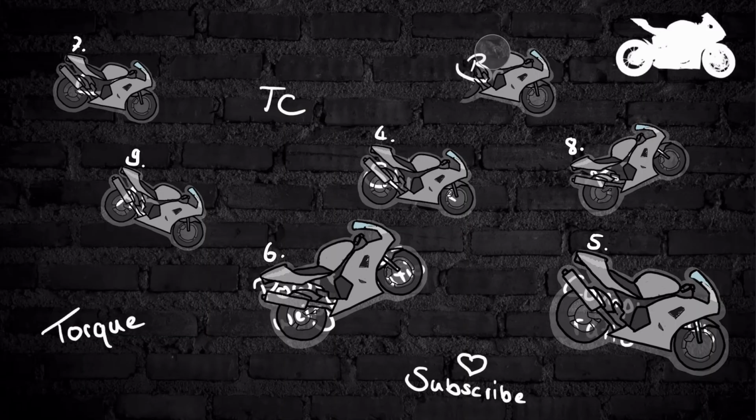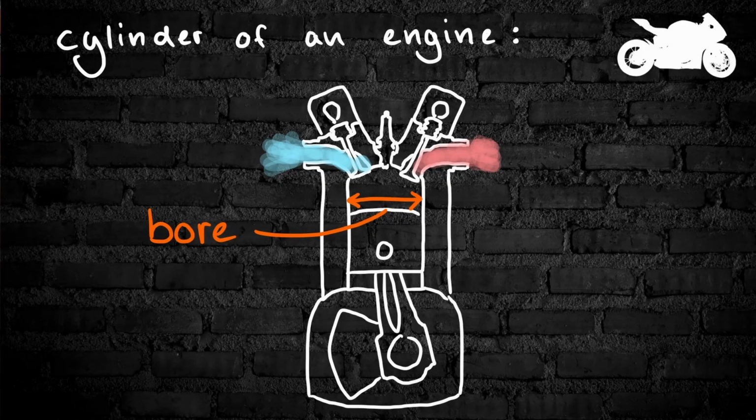Our next term is the bore. The bore refers to the cylinder's diameter in the engine, as you can see in the sketch. The bore influences the engine's total displacement, and it also affects factors like power and combustion efficiency.